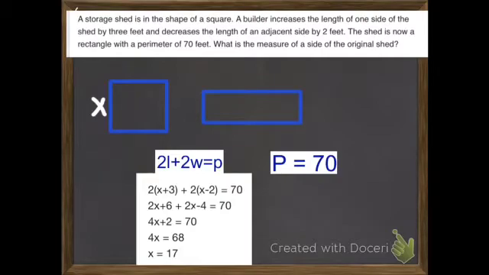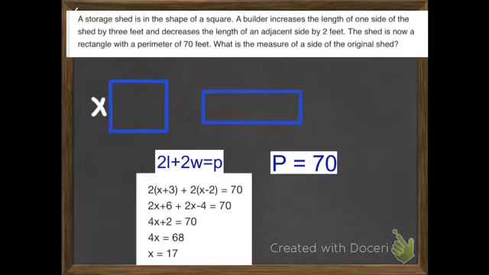So first, the formula of 2L plus 2W equals P. And we know P equals 70. So we plug in, and we know that L equals x plus 3 and W equals x minus 2. So we plug it all into the formula to figure out what x equals. So 2 times x plus 3 plus 2 times x minus 2 equals 70.